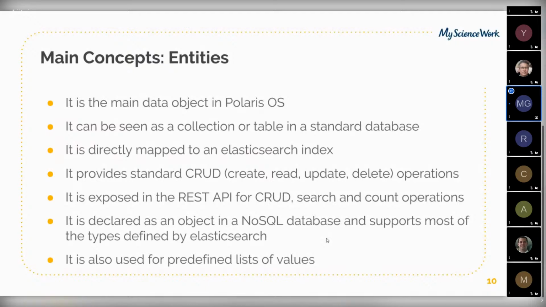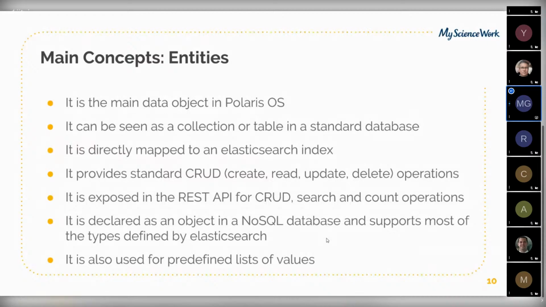Now, the first one is an entity, and if we do the parallelism with a database, it's basically, let's say, a table in a database. But it's more an entity in an entity relationship model, actually, if you want to go farther than that. Knowing that we use a NoSQL database, we don't have the restrictions or the characteristics of a relational database. So it's the main data objects, so we are going to see things like a publication or a research project as an entity. You could look at that as a table or a collection of data.